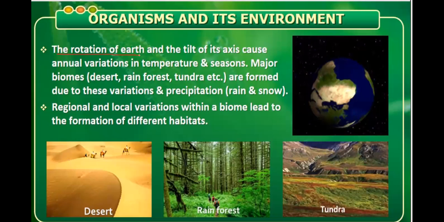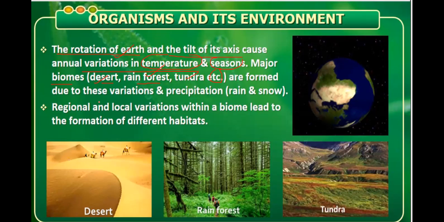The rotation of Earth and the tilt of its axis cause annual variation in the temperature as well as season. So there is a change in temperature, there are changes in season. It is because of the rotation of Earth and the tilting nature of its axis. Major biomes include desert, rainforest, tundra, and many more. These are the major biomes. Sometimes a question will be there: write any three major biomes of Earth. So you can write desert, rainforest, and tundra.